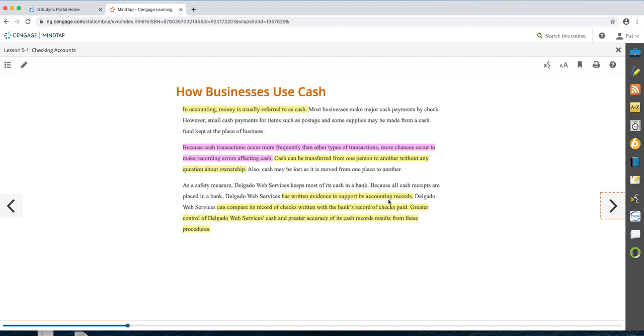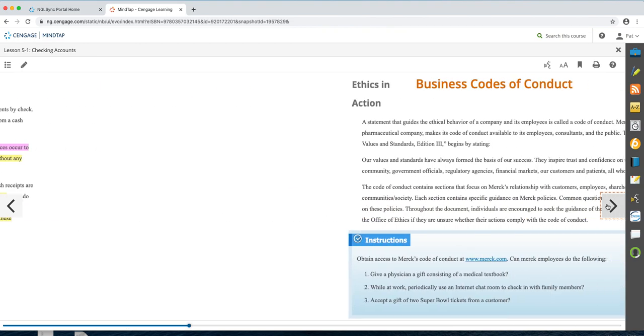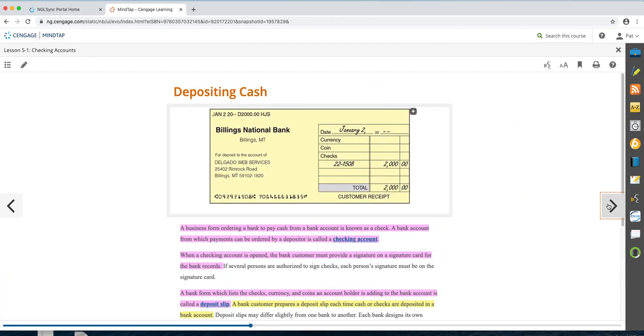We want to have written evidence that supports the accounting records. We're doing basic accounting, so we're going to compare all these checks that we have written, the payments of cash, and record them in our check stubs and make sure that everything's done. The greater control a business has over the cash, the greater the accuracy of these procedures. So we're just getting organized. Why are we doing this? We want to have records.